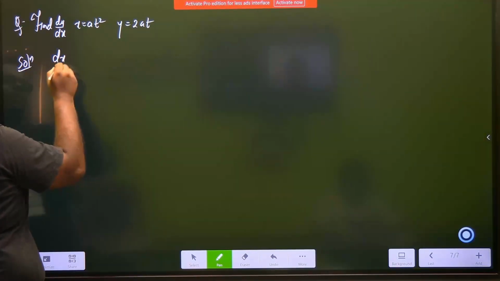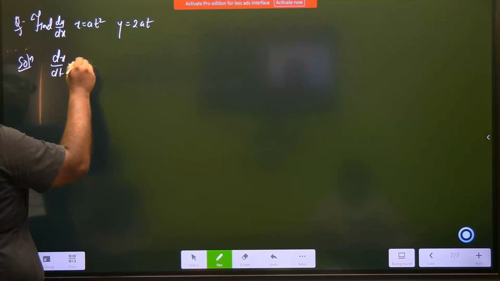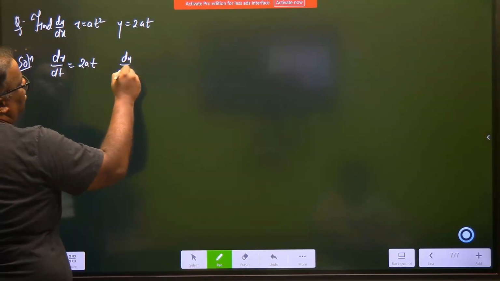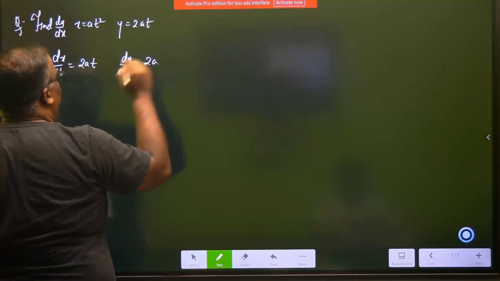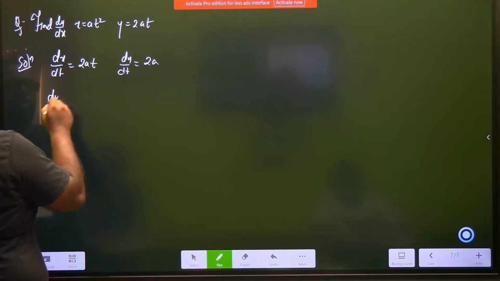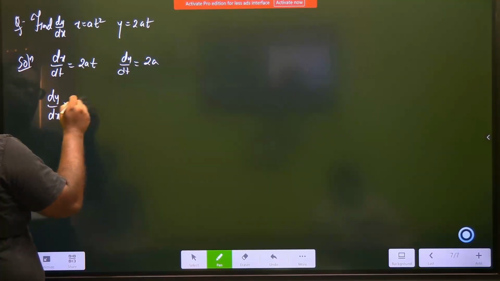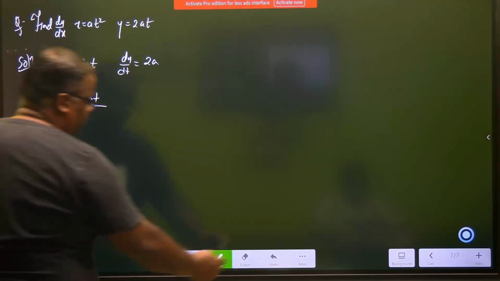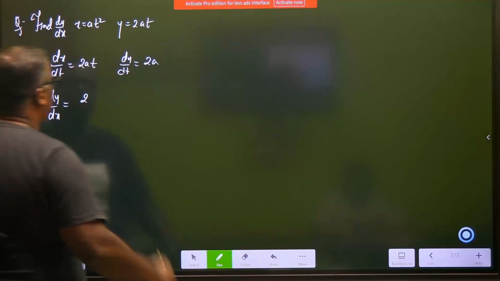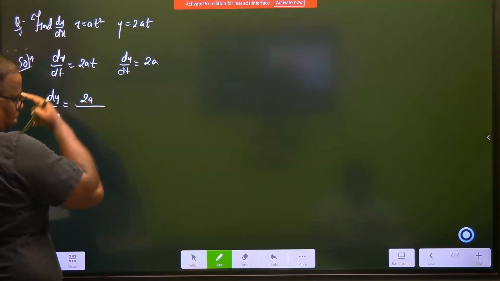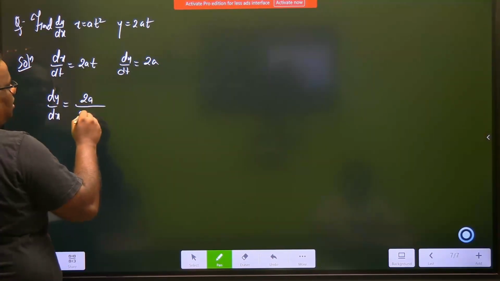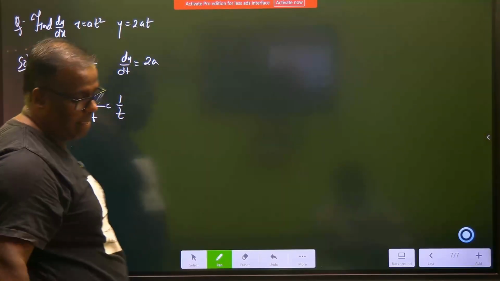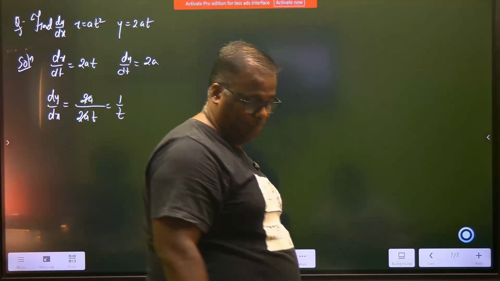Solution. How to do? We'll do dx by dt. Tell me, dx by dt will be 2at. dy by dt is equal to 2a. Then dy by dx, which is equal to 2a divided by 2at, which is 1 upon t. Fine.